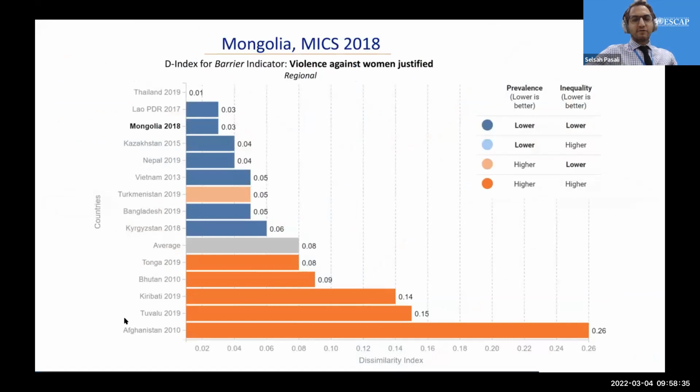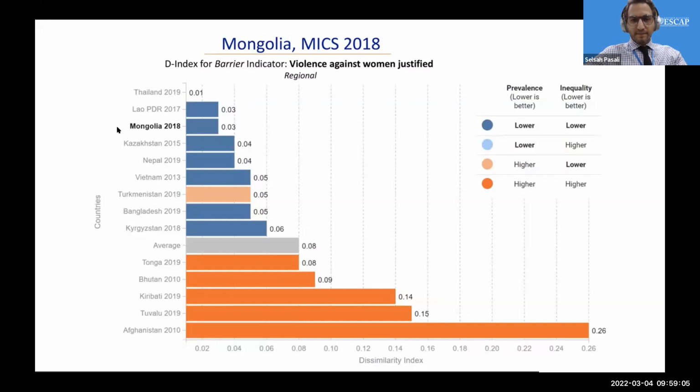So let's now look at Mongolia in regional perspective for the violence against women indicator. Relative to the Asia Pacific average for countries with available data, Mongolia has very low inequality in violence against women not justified. Again, just to remind ourselves that we are looking at the absence of a barrier, so that later on we can compare opportunity indicators and barrier indicators together.